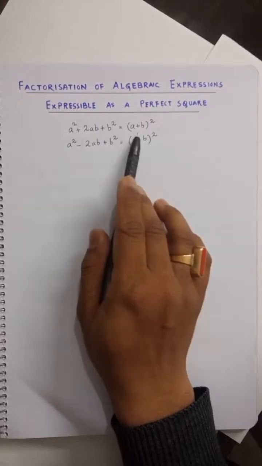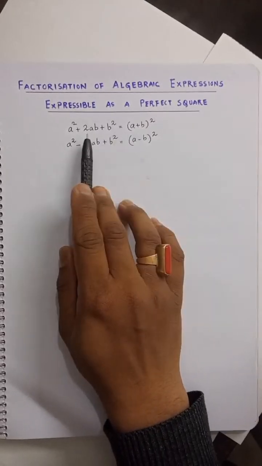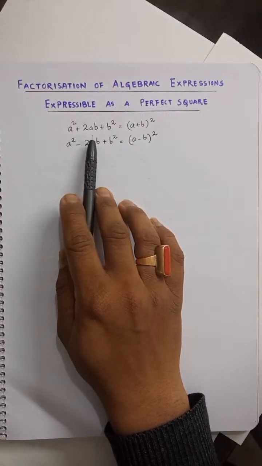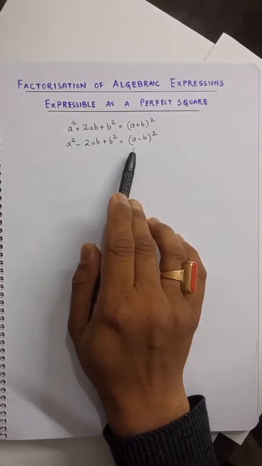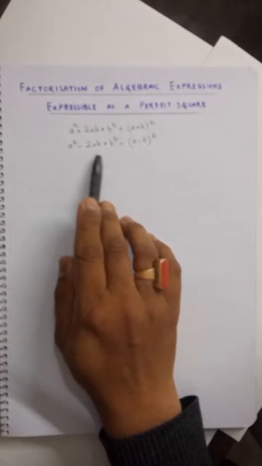We are familiar with these identities, right? (a plus b) whole square equals a square plus 2ab plus b square, and (a minus b) whole square equals a square minus 2ab plus b square.